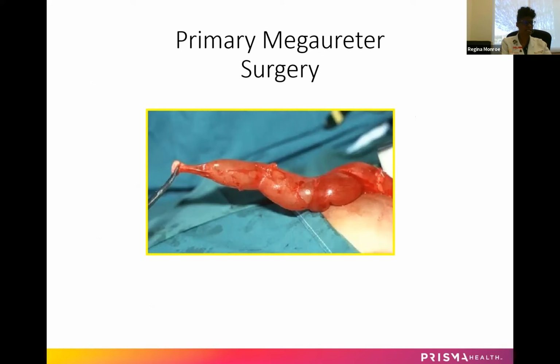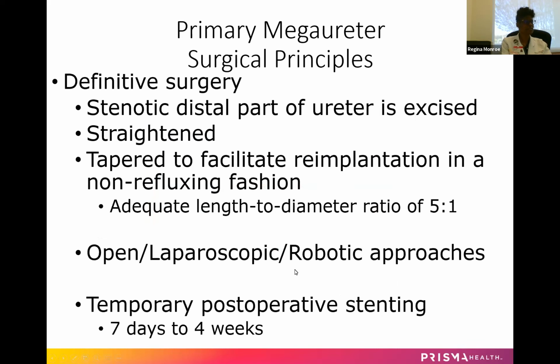So this is just an intraoperative picture of a primary megaureter. As you can see, this terminal portion is stenotic, and the tortuous and dilated portions are more proximal to this, and this obviously is the problem. For definitive surgery, the stenotic distal portion is excised, the ureter is straightened, and typically we recommend tapering. You can taper the ureter either excisionally or with imbrication, and I'll show some pictures of that later.